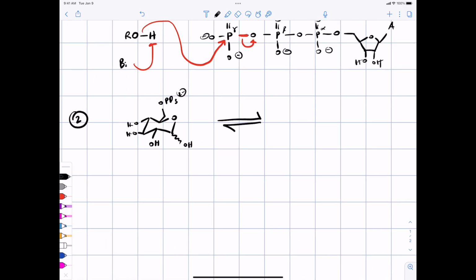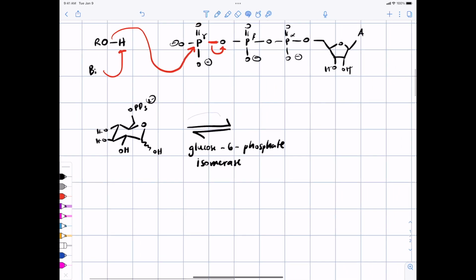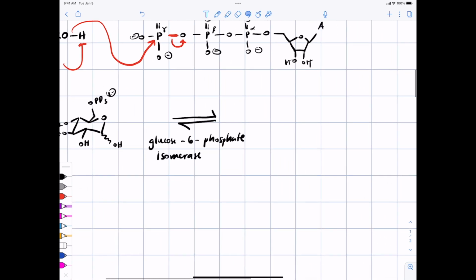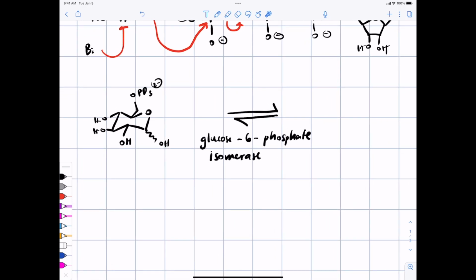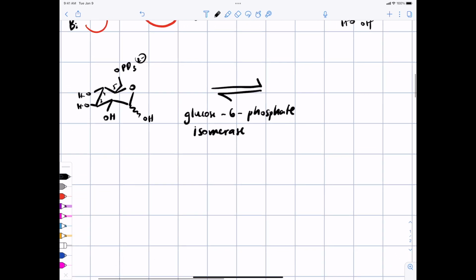Interestingly, the enzyme that does this is called glucose 6-phosphate isomerase. What does that enzyme do? Well, it makes an isomer. And I'll show you what that isomer looks like. It's going to have the same stereochemistry at carbons 3, 4, and 5, but we're going to end up with a 5-membered ring instead of a 6-membered ring.